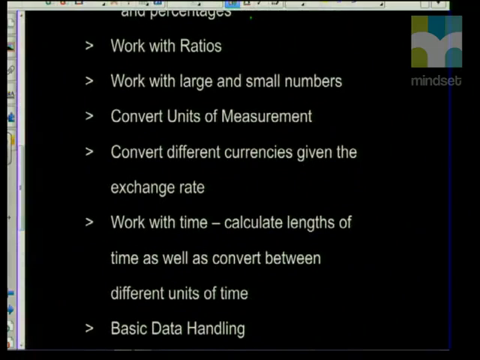You will need to be able to work with ratios and work with large and small numbers. This is a very important one, being able to convert units of measurement. There are some key ones that you need to learn and others that will be given to you, but we'll talk about those in some of the examples. You will need to be able to convert different currencies given the exchange rate. And one that most people find very difficult is being able to work with time and convert between the different parts of time.